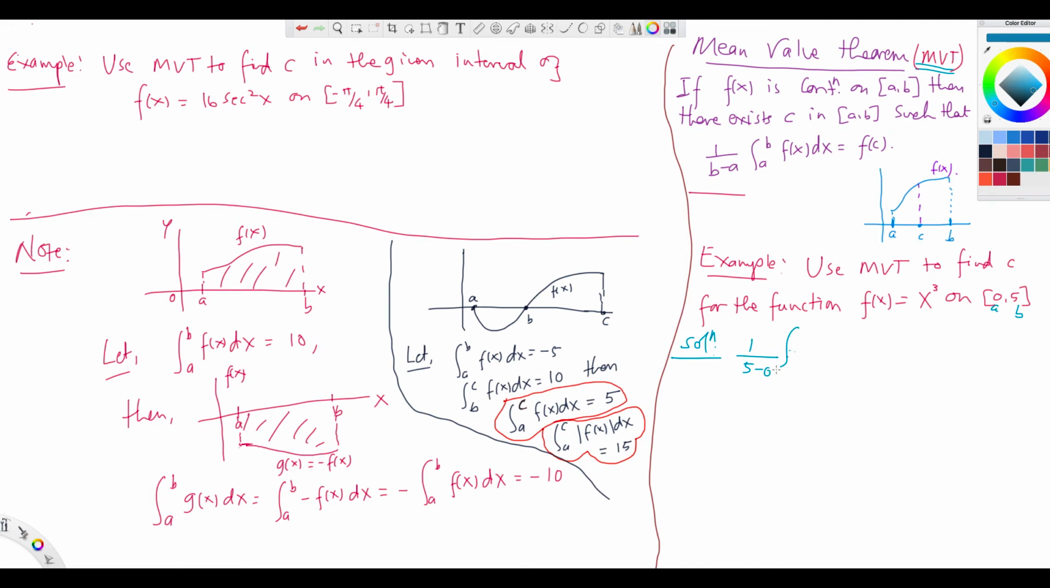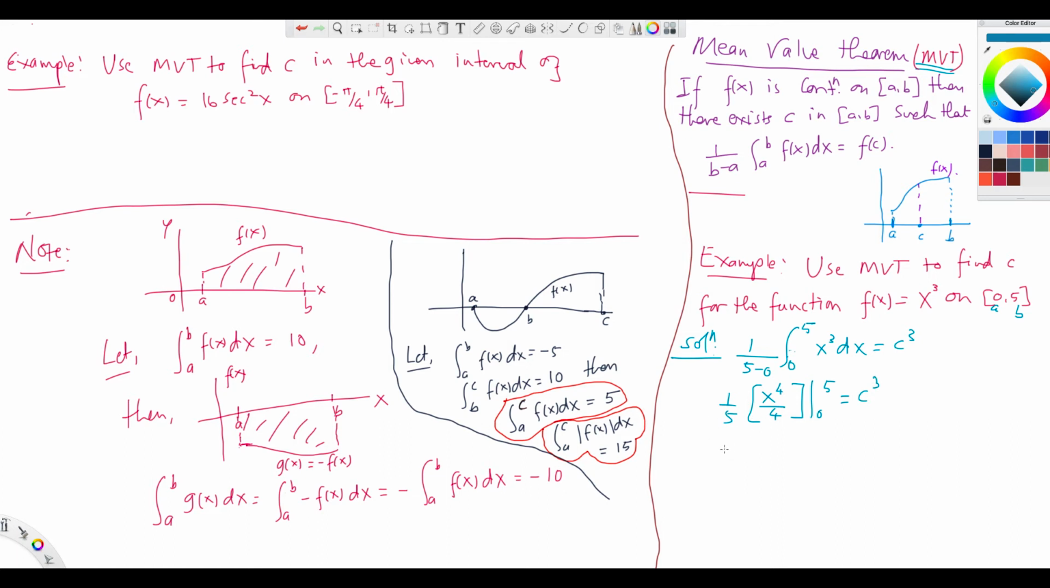What are the limits of integration? The limits of integration are 0 to 5, right? f(x) is x cubed dx equals f(c), which is c cubed. I'm just plugging into this formula, so I'll find the value of c. So 1 over 5, and then what is the integral of x cubed? You'll get x to the 4 over 4, inside the bracket, and then outside we have 0 to 5, equals c cubed.